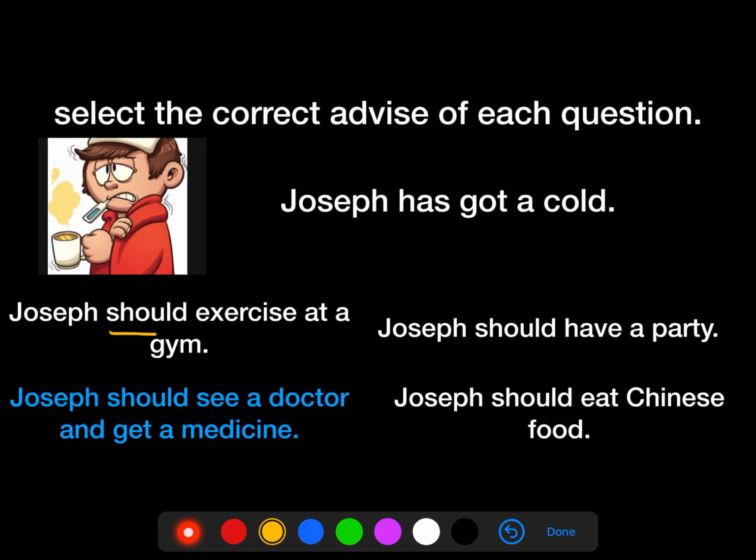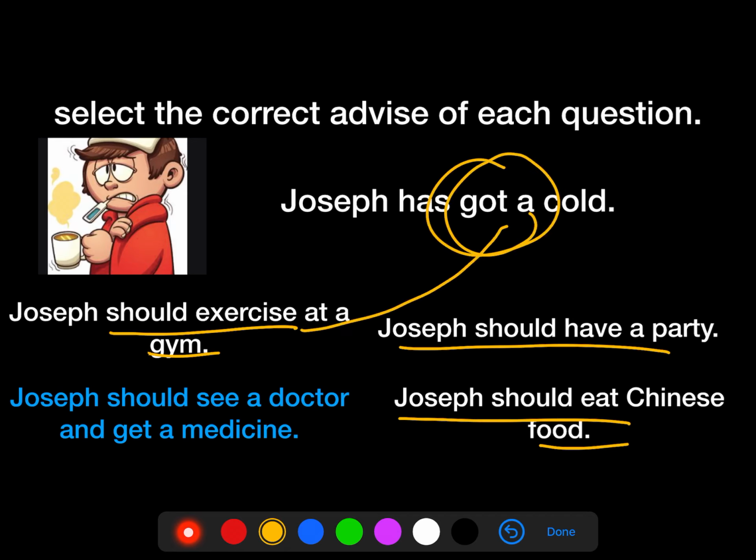So, what about the rest? What about the rest here? Joseph should exercise at a gym. No, he got a cold. So, he cannot work out. He cannot exercise right now at this moment. So, no, this is the incorrect answer. So, Joseph should have a party. No, it will get worse. So no party. So this is the incorrect advice.